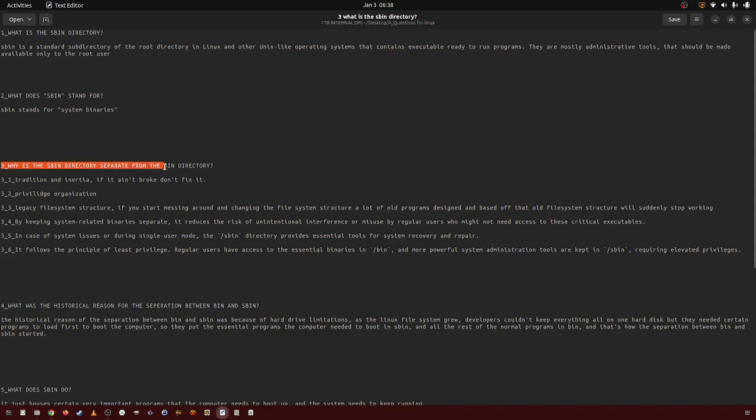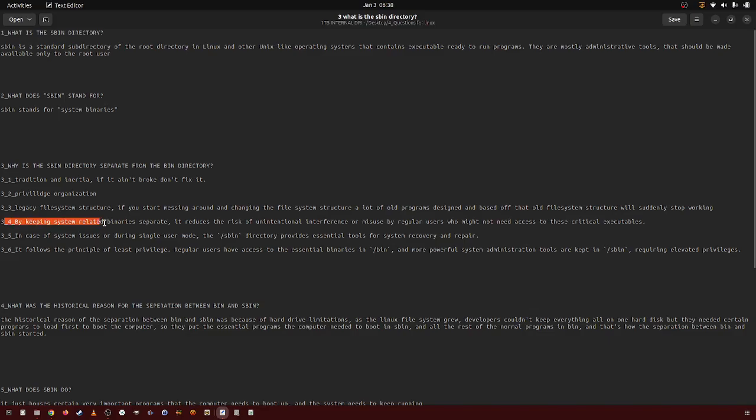Why is the sbin directory separate from the bin directory? Tradition and inertia. If it ain't broke, don't fix it. Privilege organization, legacy file system structure. If you start messing around and changing the file system structure, a lot of old programs designed and based off that old file system structure will suddenly stop working.